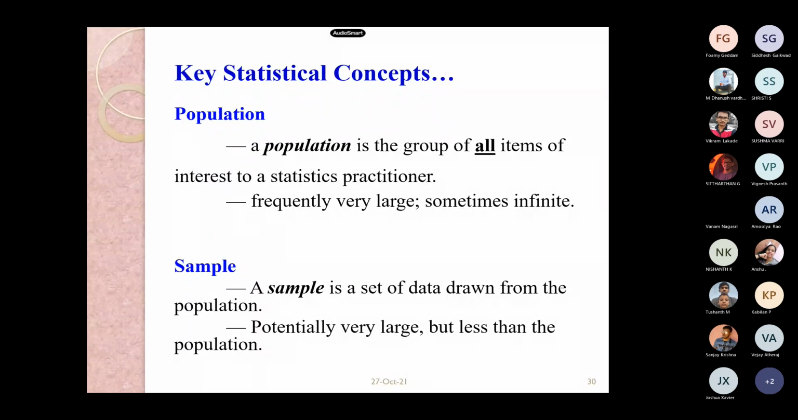Concerning a smaller set, a population might be a set, and a sample is a subset of the population. A sample is a set of data drawn from the population. In order to do some calculation, it is very hard to work with the entire population. For that, we are trying to accumulate and convert it into some limited number of data. That is what a sample is, potentially very large, but less than the population.